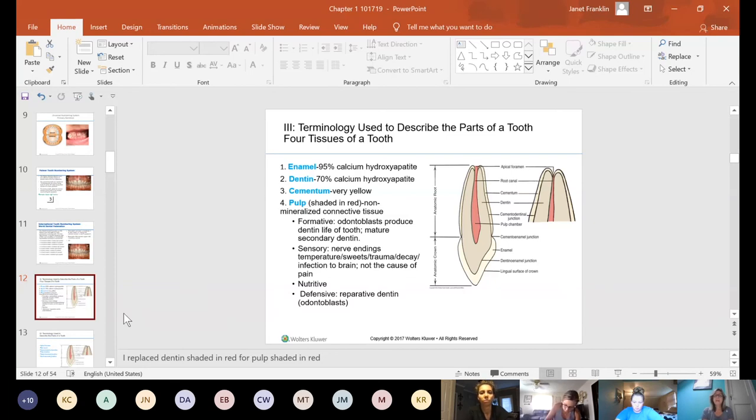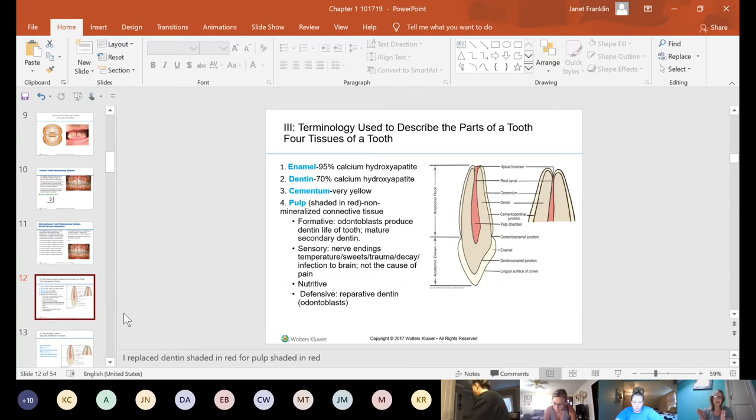The dentin is probably the biggest portion of the tooth. The dentin sits underneath the enamel, and it also coats the root. The root has an outer surface called cementum. So you've got enamel and cementum on the outside, and the dentin runs underneath both of those surfaces, just like in the picture. And then you've got your pulp. Your pulp is non-mineralized connective tissue. Your pulp is where you get your sensory from.